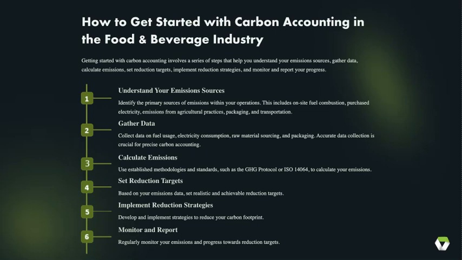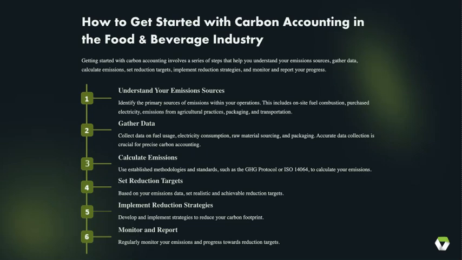Accurate data collection is essential for precise carbon accounting. Utilize tools and software that facilitate data integration. The third step is to calculate emissions. Use established methodologies and standards, such as the GHG Protocol or ISO 14064 to calculate your emissions. Our platform, Sustainium, supports various methods, including spend-based, activity-based, and hybrid approaches, ensuring accurate measurements.